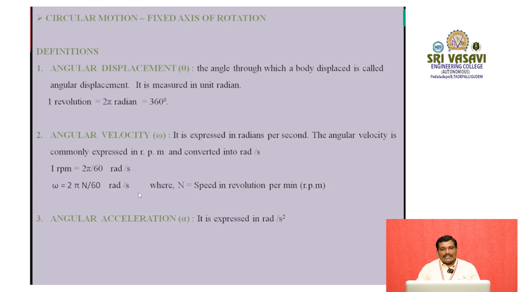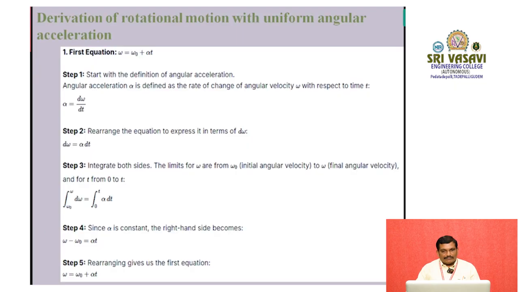And next, angular acceleration. It is expressed in radians per second square. Angular acceleration is defined as the rate of change of angular velocity of a body. Angular acceleration is generally denoted by alpha.